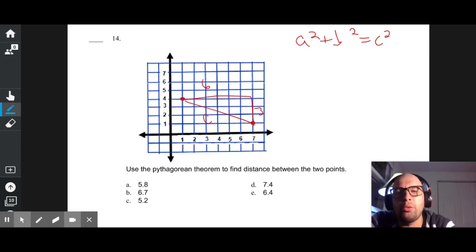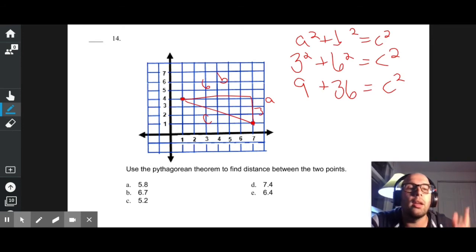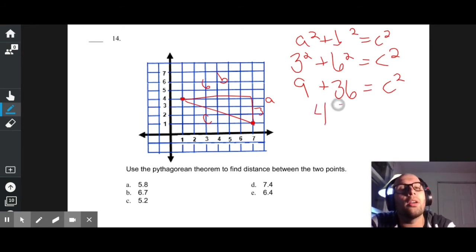I can call 3 a, I can call 6 b, so I have 3 squared plus 6 squared equals c squared. 3 squared is 9. 6 squared is 36. C squared is just c squared. 9 plus 36 is 45 equals c squared. Square root it.